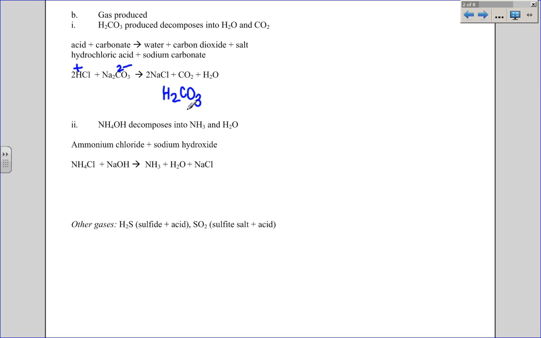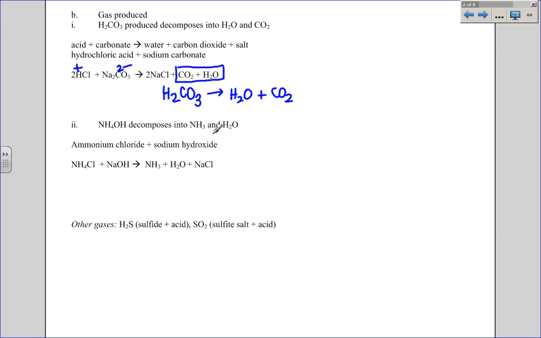Now what you need to recognize is that H2CO3 is not a stable compound in solution. But what will happen is this will further decompose into H2O and CO2. So whenever you do a double displacement reaction and you see that you've produced H2CO3, what you need to do is further decompose it into these two products. So the actual products are CO2 and H2O.